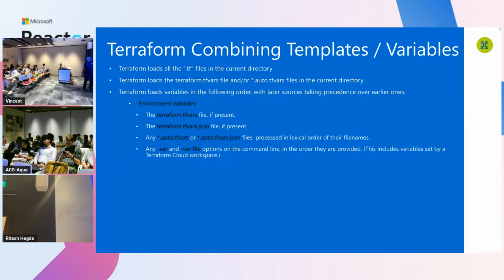Then terraform.tfvars.json, auto.tfvars, auto.tfvars.json, and at the end, the command line. If you give the parameter there, the command line takes the highest precedence and is the most powerful.